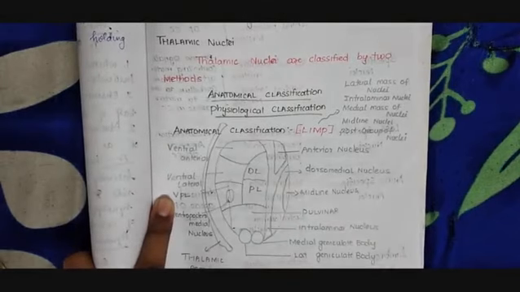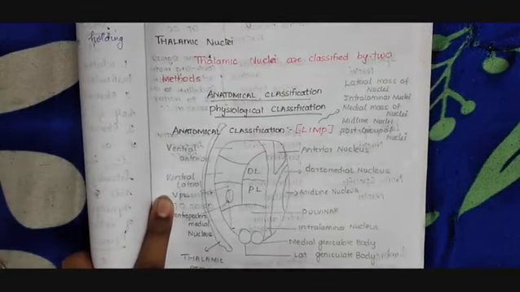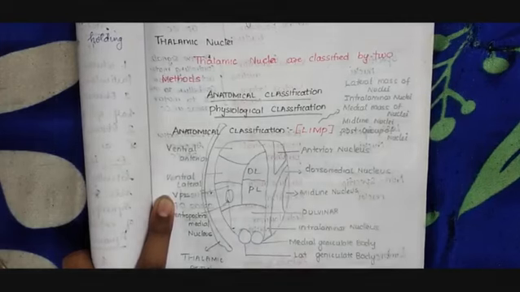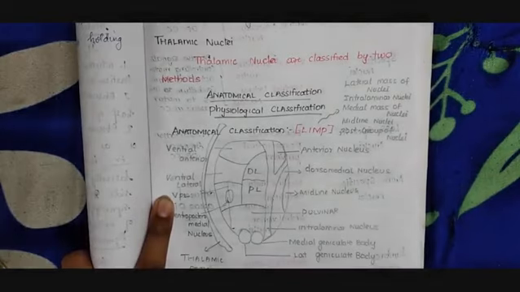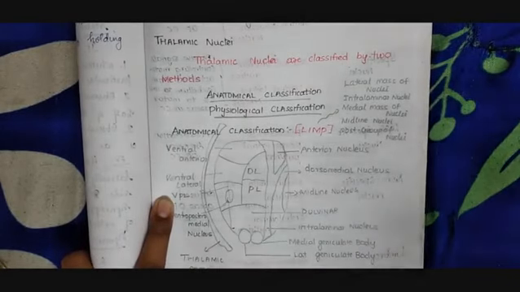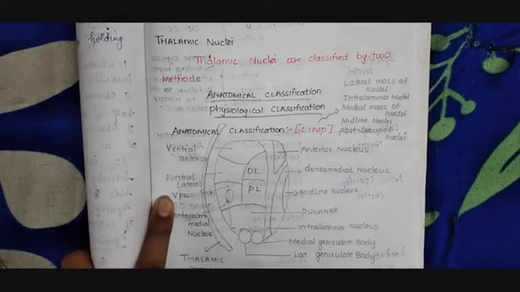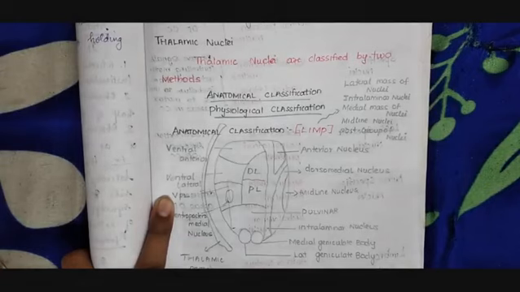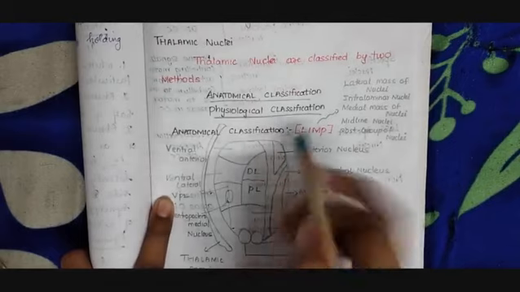As I said previously, thalamus is a mass of grey matter, and this mass of grey matter is divided into 5 main groups of nuclei by the white matter, which is the internal medullary lamina. I am again repeating, thalamus is a mass of grey matter, divided into 5 main groups of nuclei by a white matter, and that white matter is the internal medullary lamina.